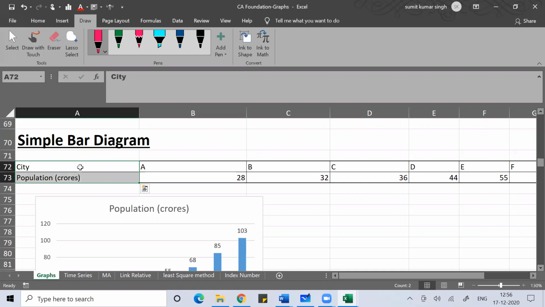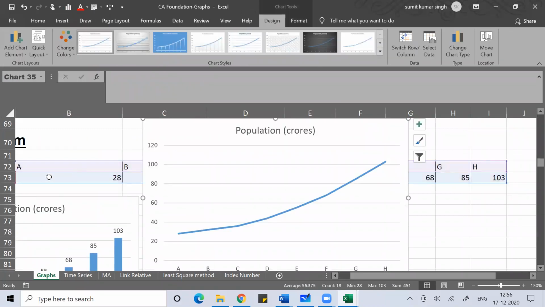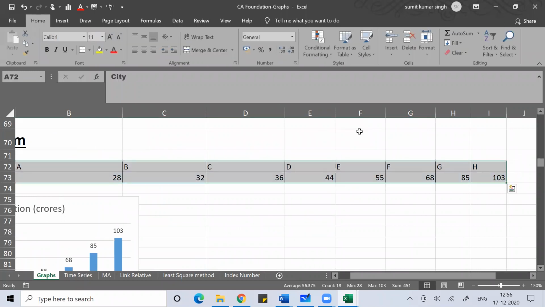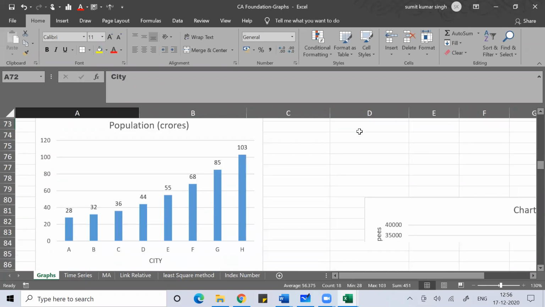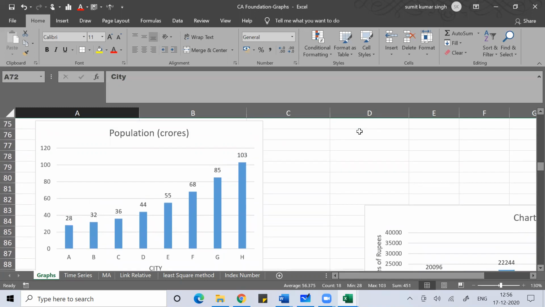You can represent the same thing by using a line diagram, or you can represent the same thing by using a bar diagram. So this is a simple bar diagram. There's no logic, very simple. You consider one variable and represent it in the form of a simple line diagram or simple bar diagram.